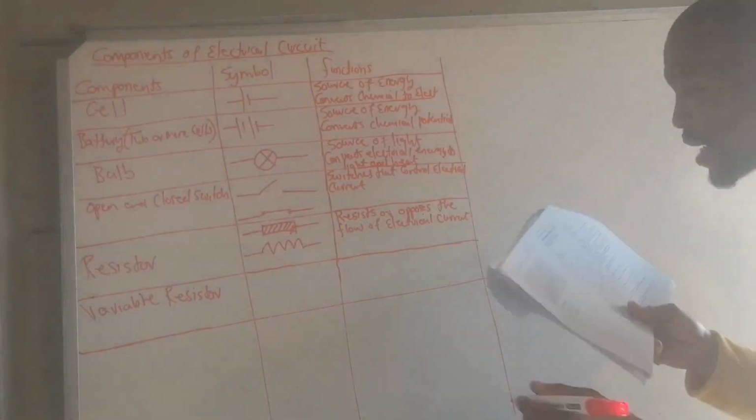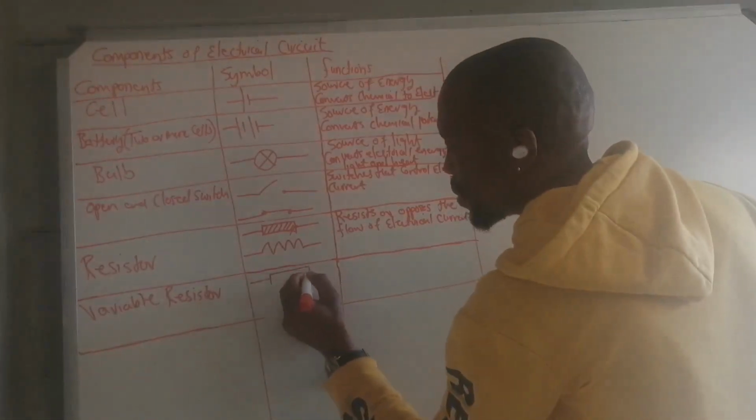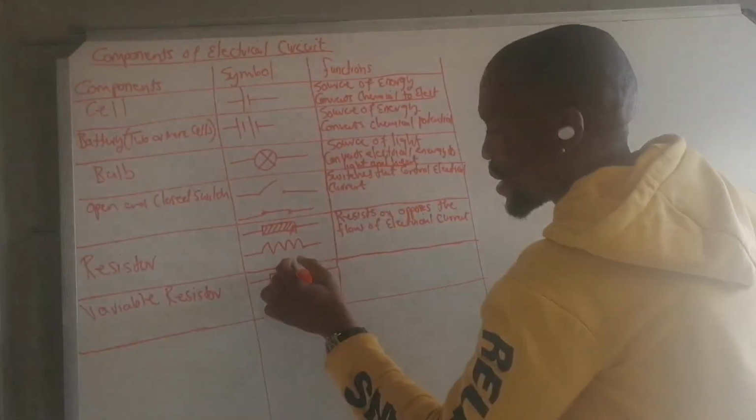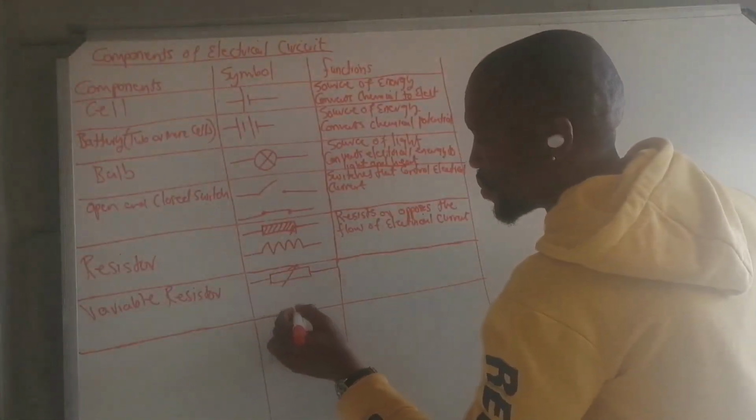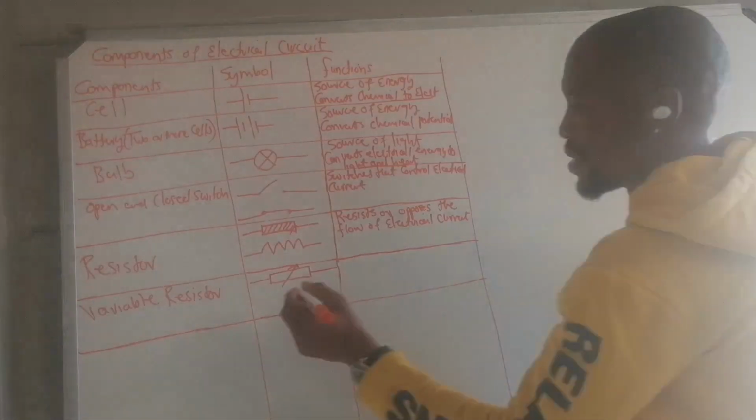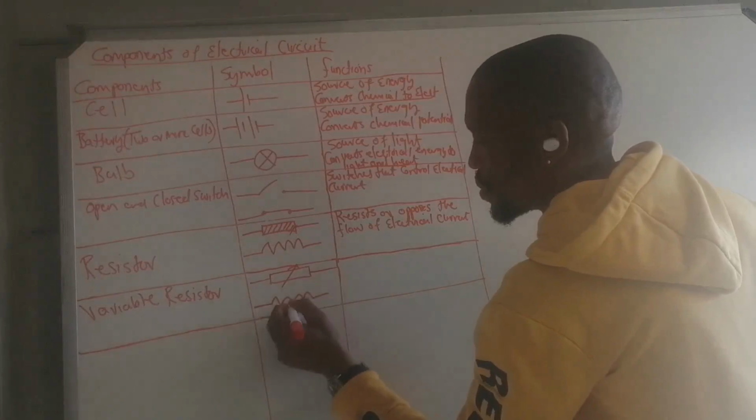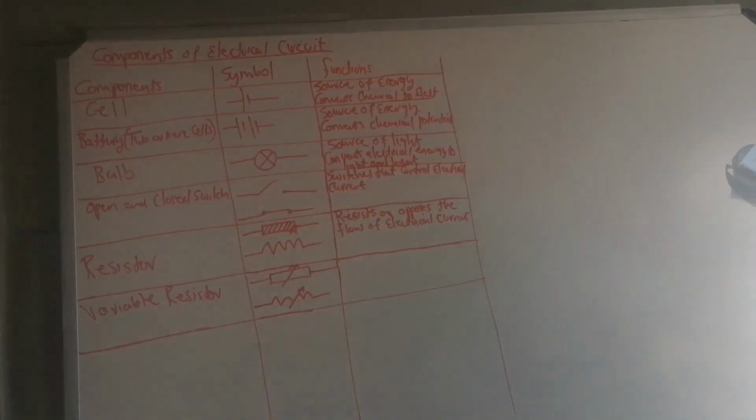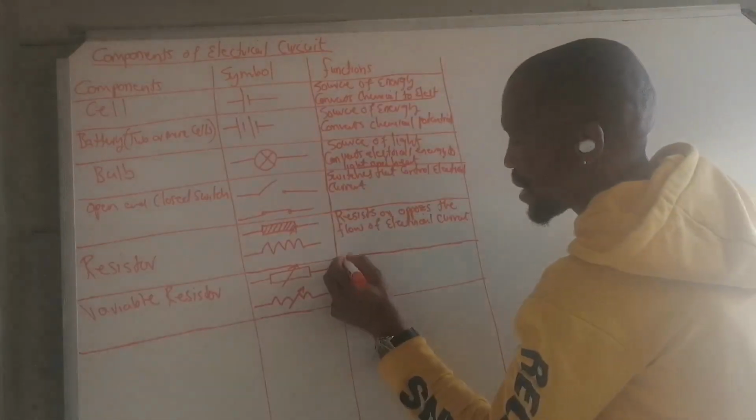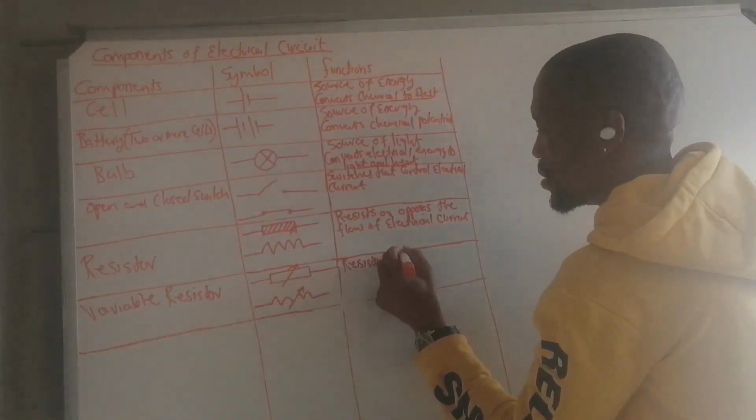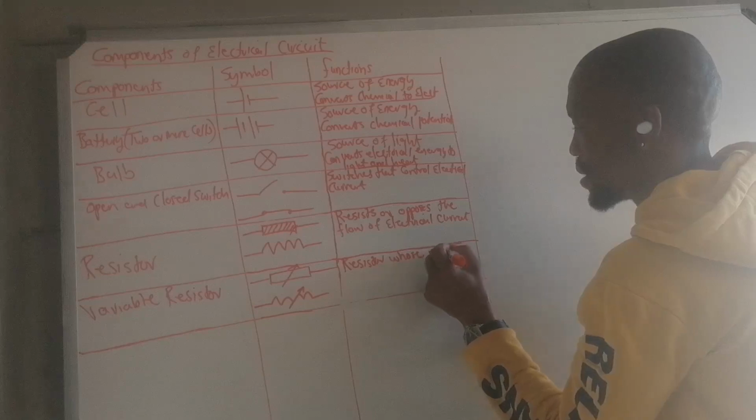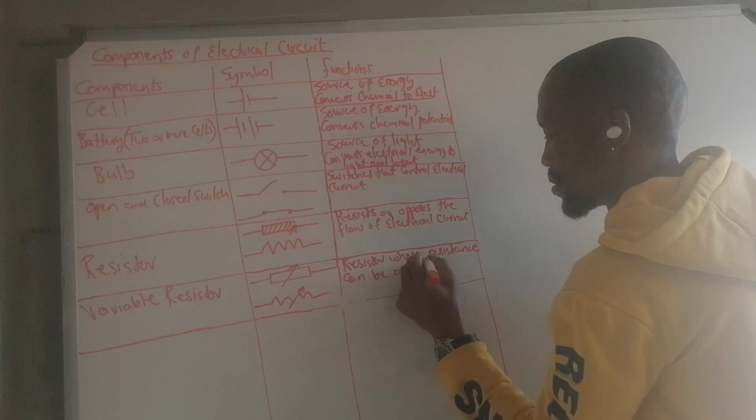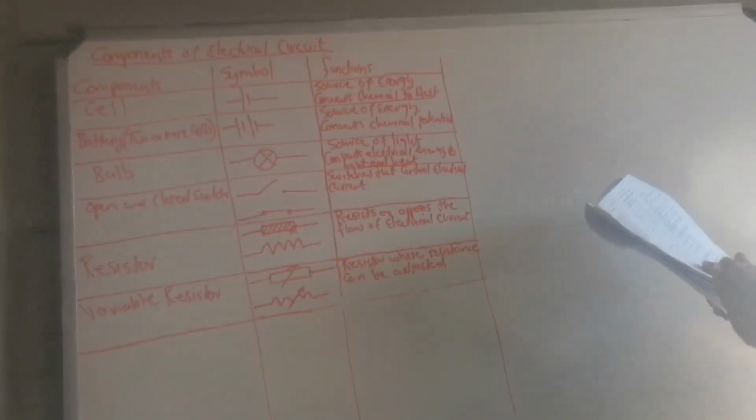So we are using this symbol to denote a variable resistor, marked with an arrowhead. This is to denote a variable resistor, a resistor whose resistance can be adjusted. It can be adjusted.